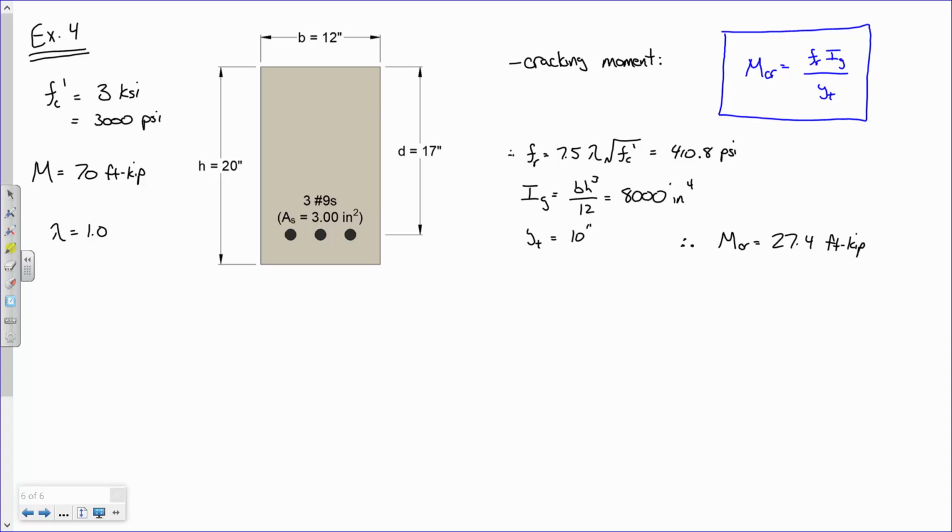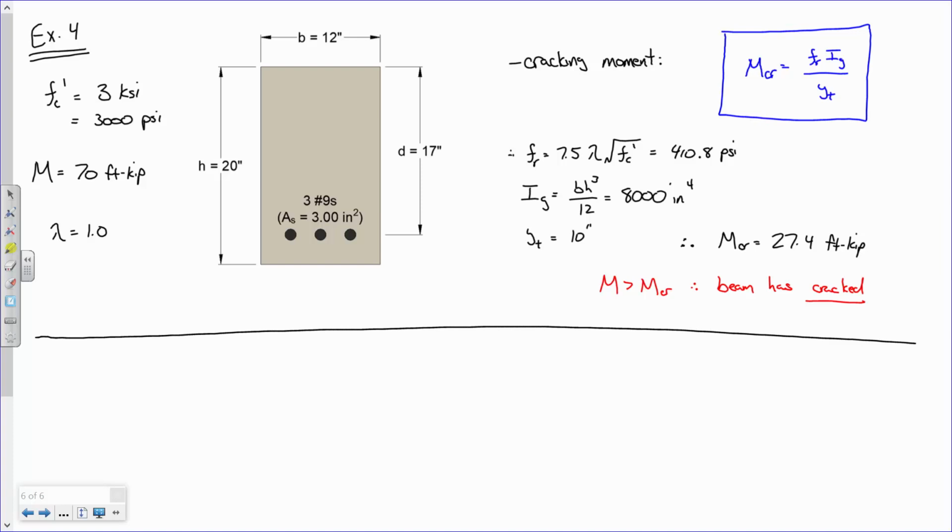That's the math. Tell me what it means. It's already cracked. This is how much the beam can handle before it cracks. So it'll be fine up until 27.4, and then it'll experience cracking. We're putting 70 foot kips on it. So it's cracked. So the beam is cracked. So that's what this means. So we'll say M is greater than MCR. Beam has cracked. All right. Sound good? Okay.